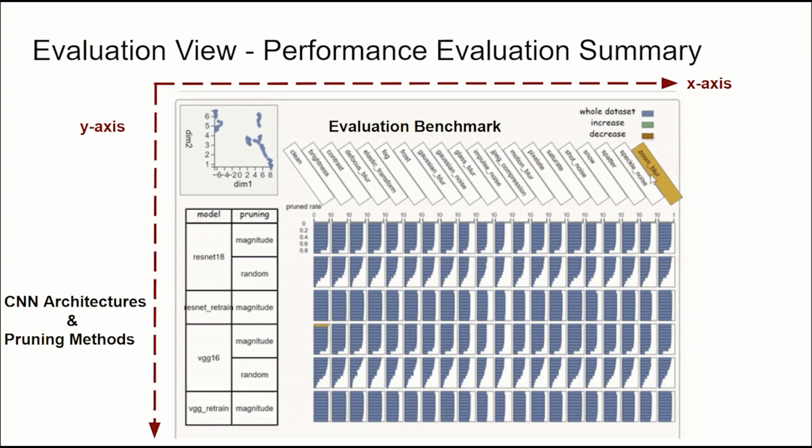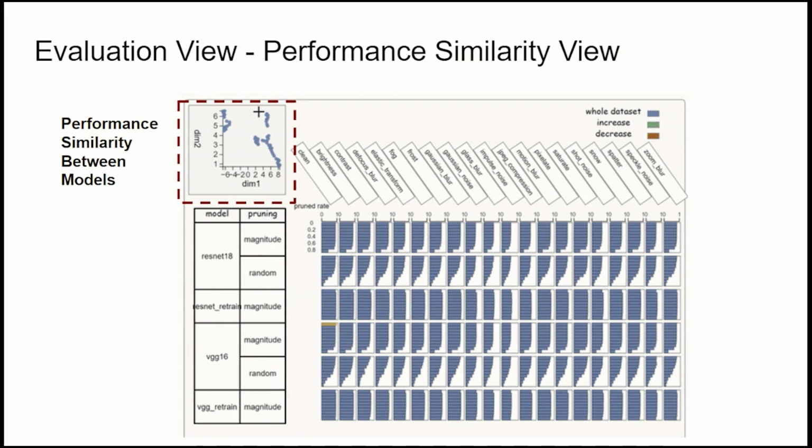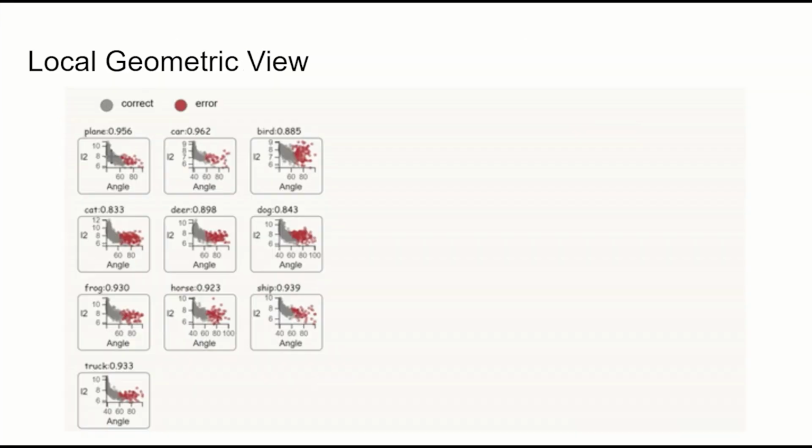To summarize the effect of pruning techniques and input perturbations, we designed the evaluation view to summarize their impact on different CNN architectures. It contains performance evaluation summaries. The x-axis represents different corruption evaluation benchmarks, and the y-axis represents different CNN architectures and pruning methods. Furthermore, domain experts can use the performance similarity view to compare the performance similarity between models over different corruption benchmarks.